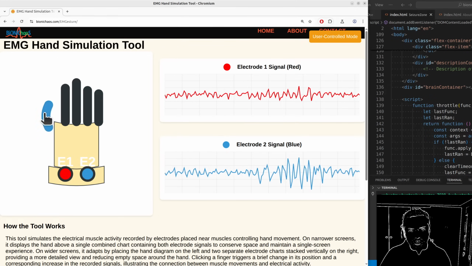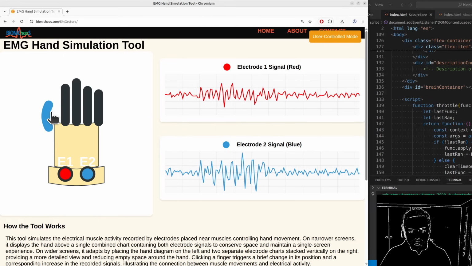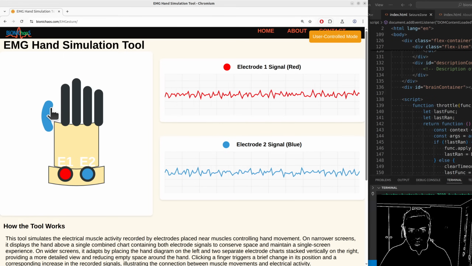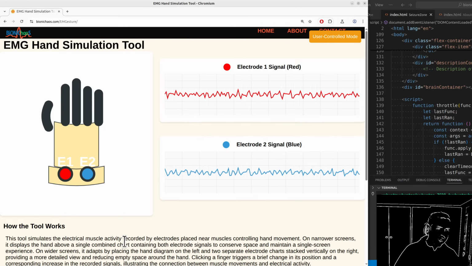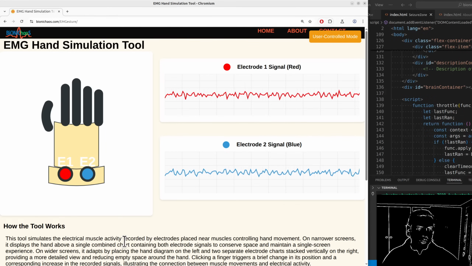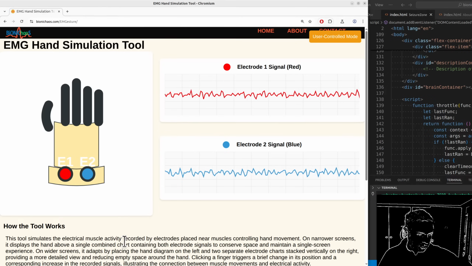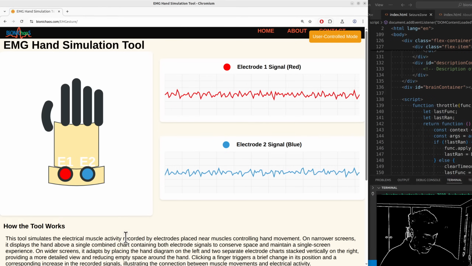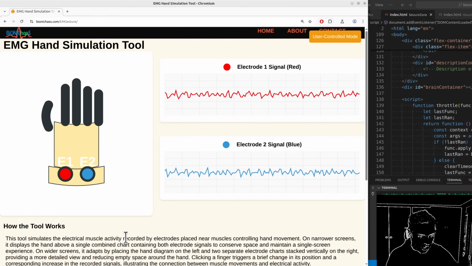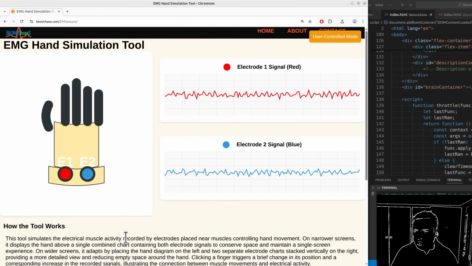That does sound powerful. Simulating brain activity, though, that must be way more complex than muscle signals, right? Are there unique challenges there? Oh, undoubtedly. EEG signals are incredibly complex, influenced by so many factors. Simulating them meaningfully but simply will be a big challenge, but the potential payoff for learning is huge. Yeah, I can see that.